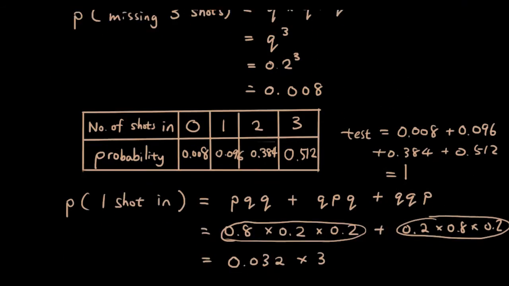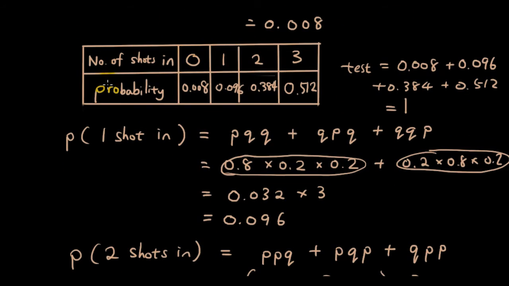And you can see I made up a little binomial distribution table, and we said that if you took 3 shots, the probability of getting 0 shots in is 0.008. Probability of getting 1 shot in is 0.096, and so on. So this was all pretty easy.